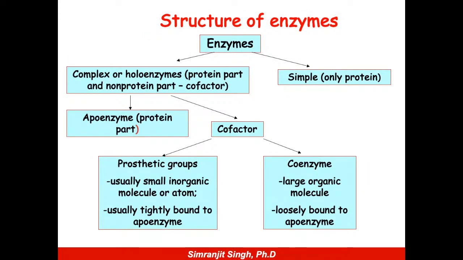So in order to understand what we have done so far, let's see a summary. Enzymes can be complex, or holoenzymes, and there are also simple enzymes that are only protein. The holoenzymes have two things: apoenzyme and cofactor. Apoenzyme is the protein part, and then there's the cofactor. And the cofactor has two parts, that is prosthetic group and coenzyme. The prosthetic group is usually a small inorganic molecule or atom, and usually tightly bound to the apoenzyme. And the coenzyme is a larger organic molecule loosely bound to the apoenzyme.